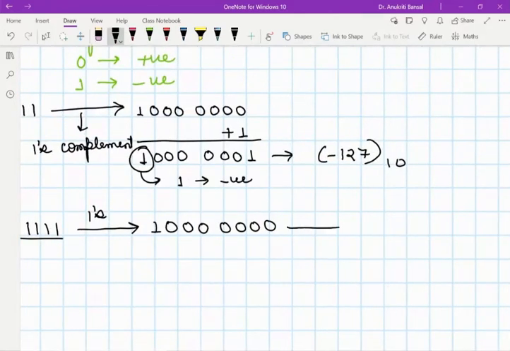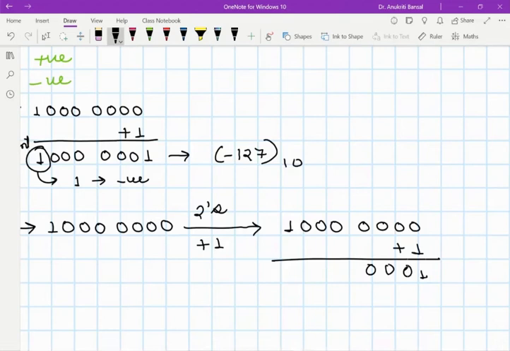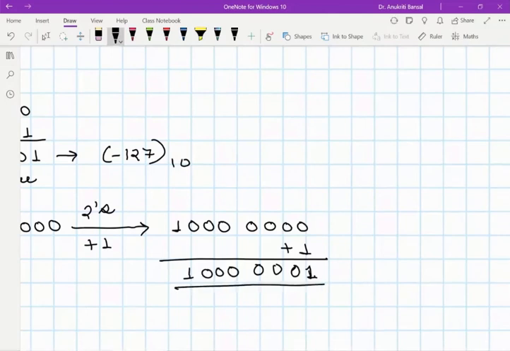Now to find the binary equivalent of minus 127, we need to take 2's complement. 2's complement में हम क्या करते हैं? We just add 1 to 1's complement. So this is my 1's complement. I add 1. So 0 and 1 1, बाकी सब में as it is आ जाएगा. So this is the 2's complement, or I can say the binary representation of minus 127.